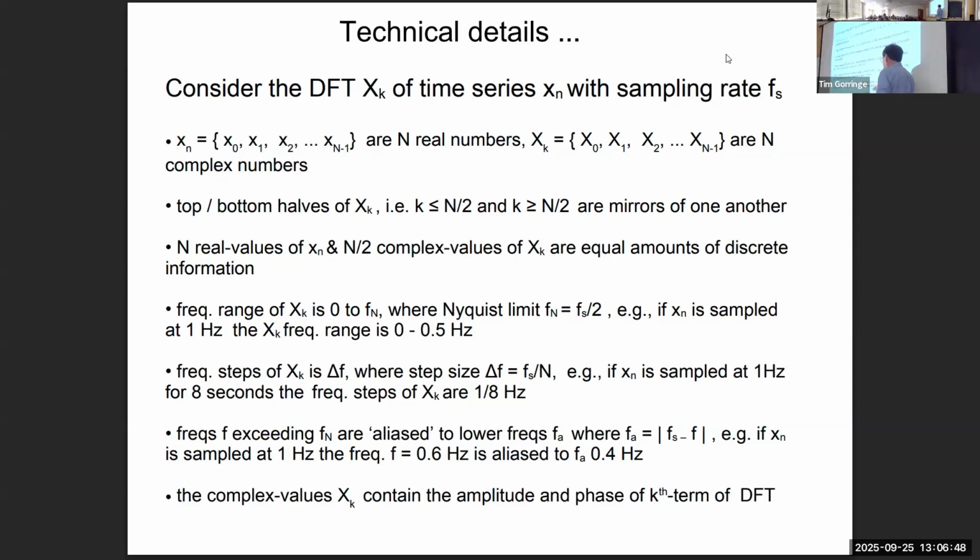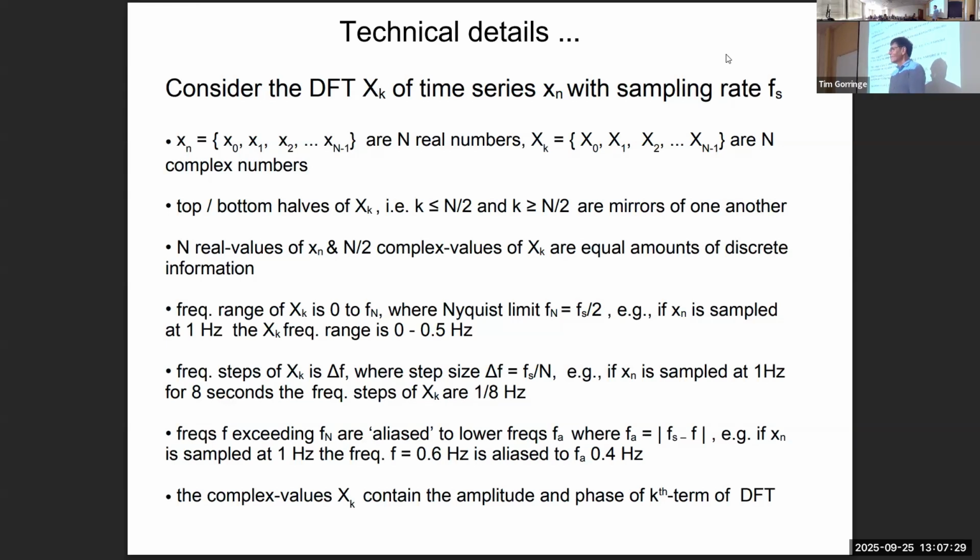One other point. We said that the range of frequencies of your frequency distribution that you extract from your data is from 0, the lowest frequency, up to the Nyquist limit, half the sampling rate. So that's the range. What would happen if you had a frequency in the data that is higher than the Nyquist limit, higher than half the sampling rate? Do you just not see it?